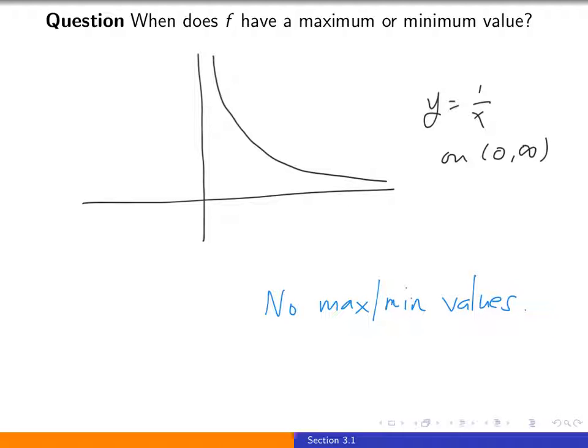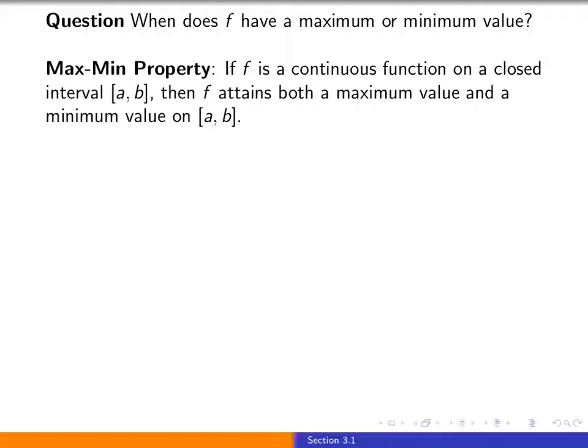But there is a certain case where we can guarantee the existence of maximum and minimum values. This is something called the max-min property. If f is a continuous function on a closed interval, then f attains both a maximum value and a minimum value on the interval. The key here is that there are two hypotheses. We need a continuous function, and we need to look specifically on a closed interval.